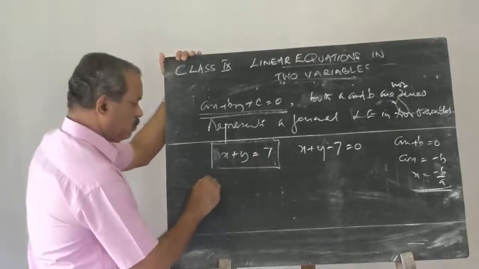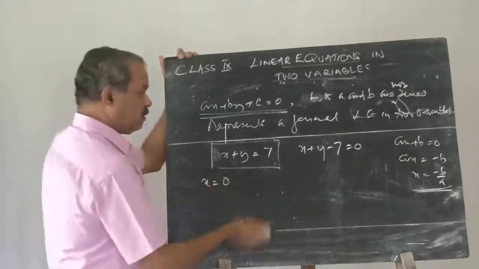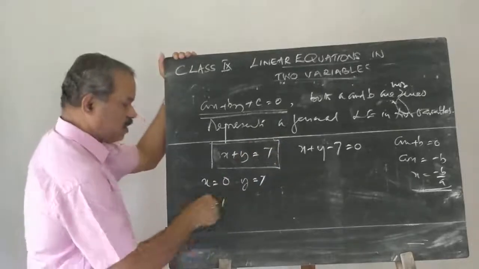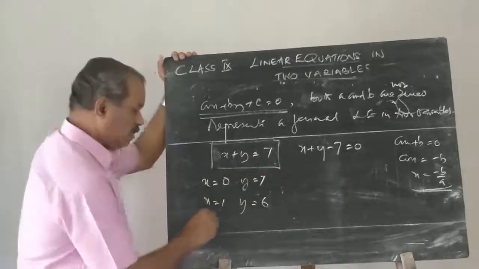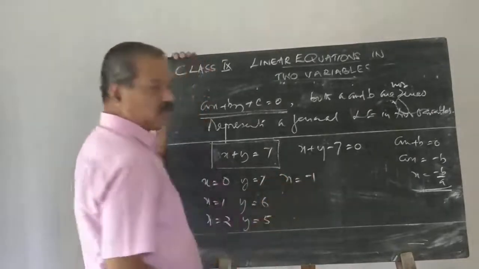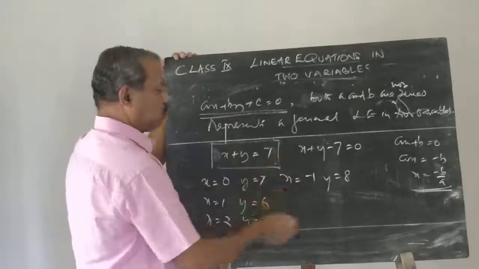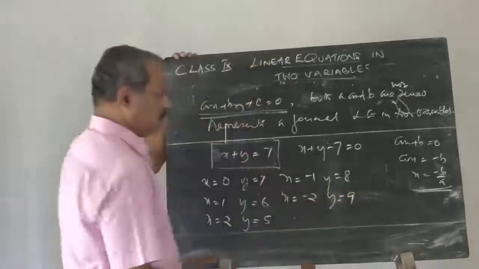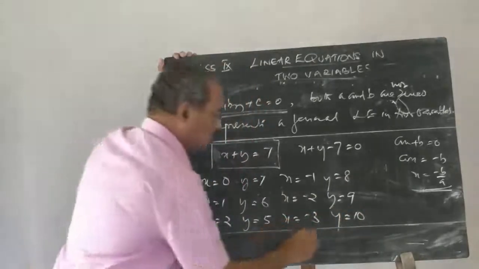Suppose x equals 0. What is the value of y to get 7? Y equals 7. 0 plus 7 equals 7. If x equals 1, what is the value of y? Y equals 6. 1 plus 6 equals 7. If x equals 2, y equals 5. If x equals minus 1, y equals 8. That is 8 minus 1 equals 7. X equals minus 2, y equals 9. X equals minus 3, y equals 10. And so on.